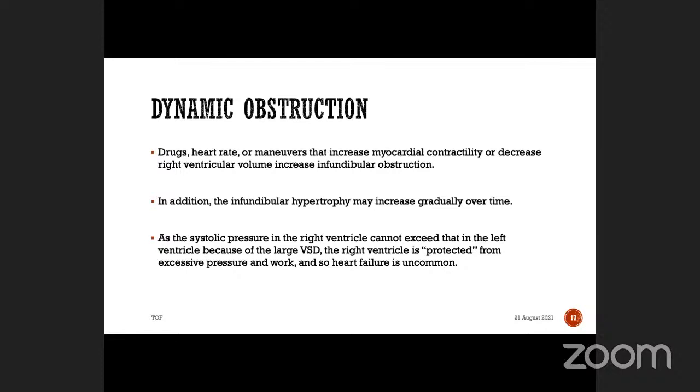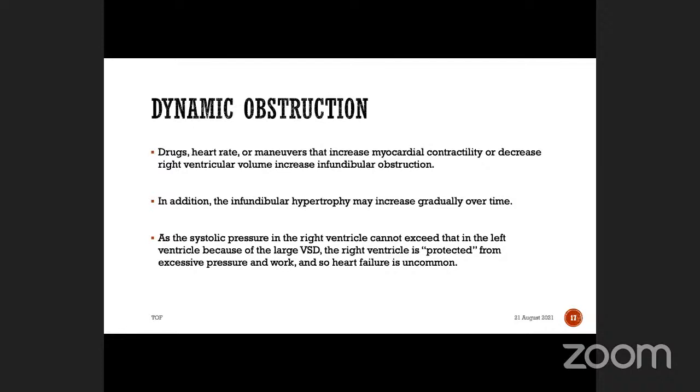Drugs, heart rate, or maneuvers that increase myocardial contractility or decrease right ventricular volume increase infundibular obstruction. So tachycardia, exercise, decreased right ventricular volume, or dehydration can cause cyanosis.